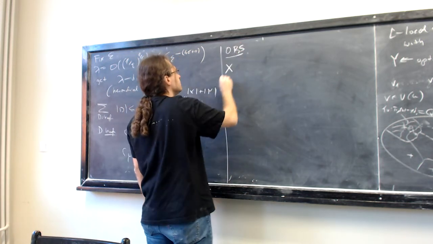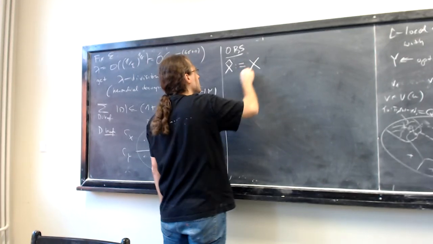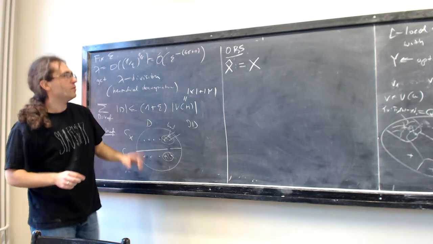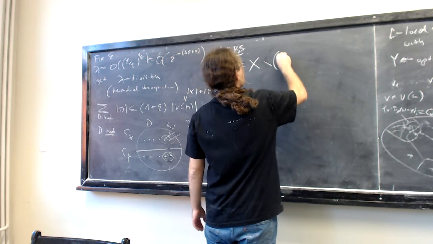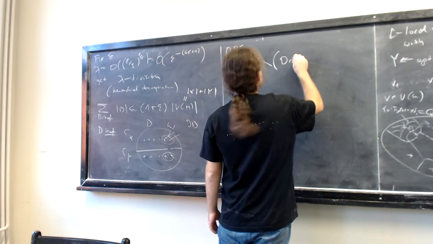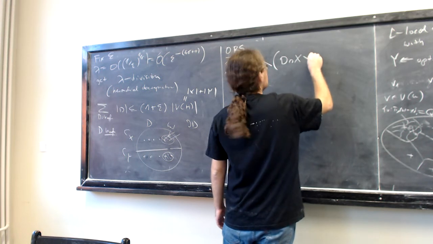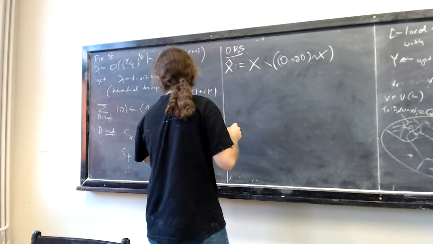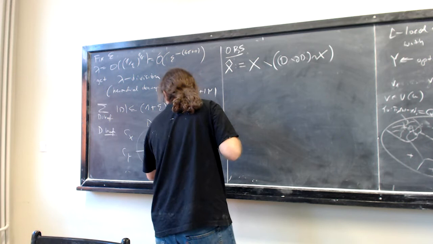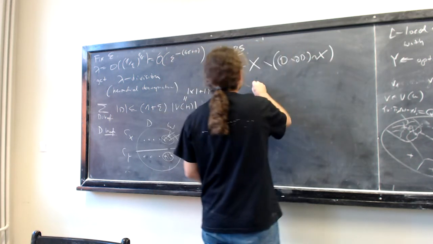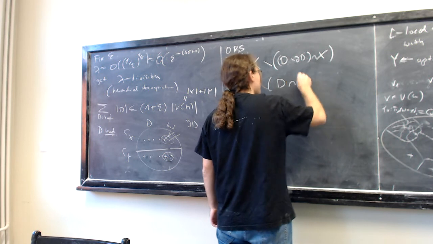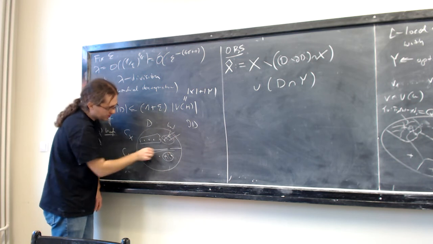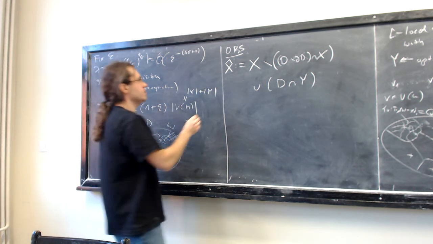Let's define X hat to be X, where I remove D minus the boundary of D, intersected with X. So I ignore those guys there, but introduce all the Ys. Instead of these guys, I want all these guys. And I want to claim that this is also a dominating set, an R-dominating set.